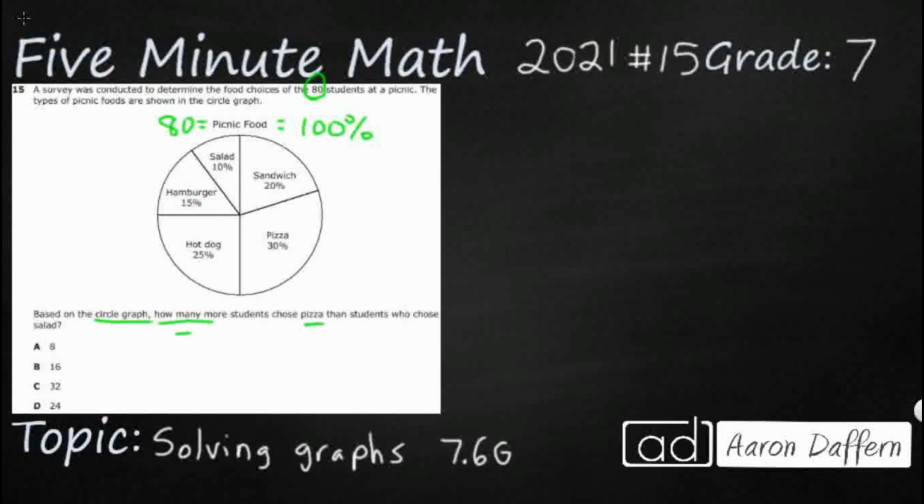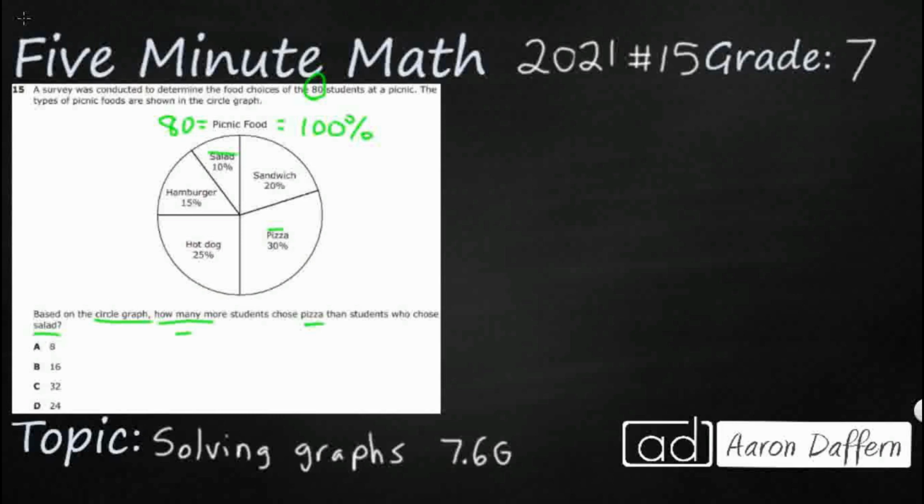Students chose pizza, then salad. Okay, so we're looking for pizza and salad. Now, there's two different ways to figure out numbers for these, and let me show you a shortcut after I show you probably the best way to do it. So let's start with this salad.